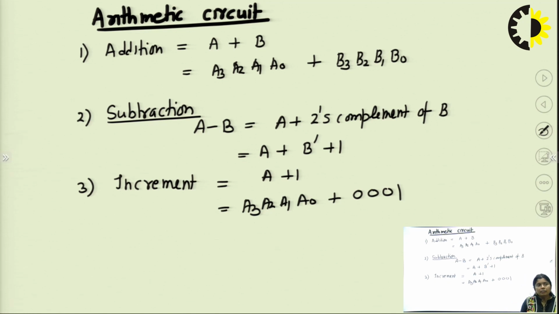Now, the third operation is the increment operation. In the increment operation, if we are taking the 4-bit value, it is A plus 1. So A will be A0, A1, A2 and A3, and the 1 value is 0001 because A is already a 4-bit value. So, 1 is considered as 0001.